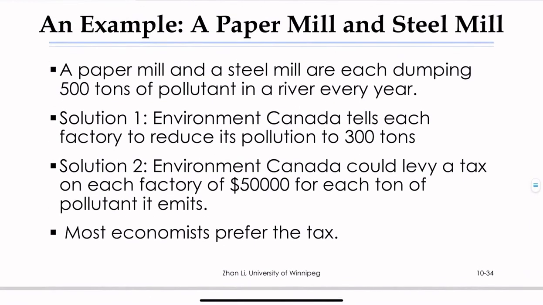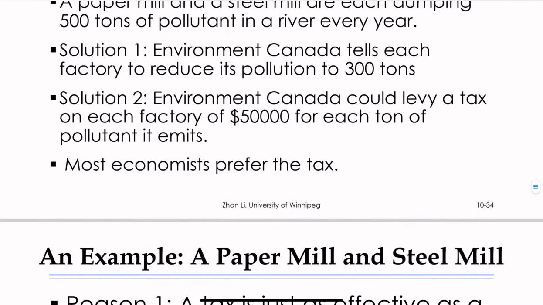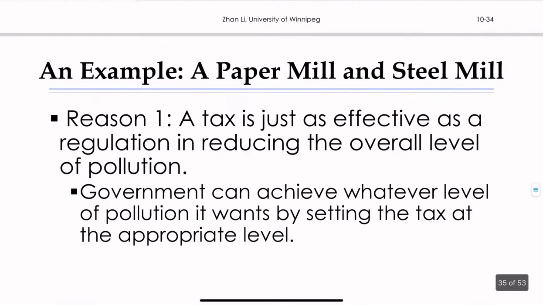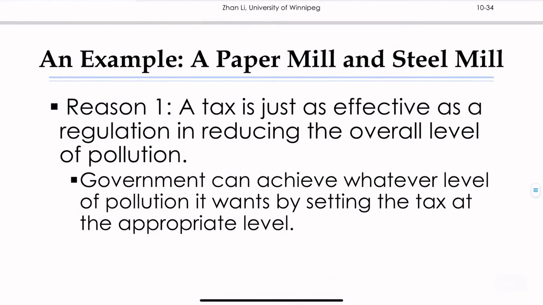So if you compare these two approaches, you can see that generally we will prefer the second market-based approach. Now, what is the reason? What are the exact reasons we would want to use this market-based tax approach? Well, first, a tax is just as effective as a regulation in reducing the level of pollution. Basically, government can achieve whatever level of pollution it wants by setting the tax at the appropriate level.